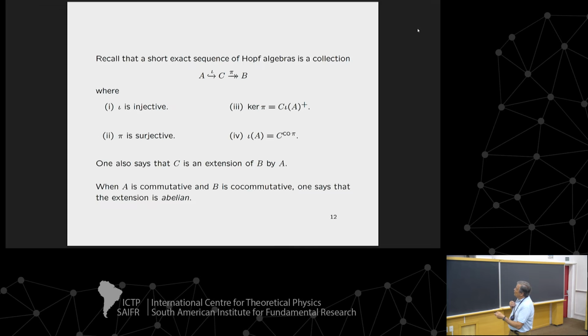When A is commutative and B is cocommutative, we say that the extension is abelian, because in this case we have a kind of classification of the extensions in cohomological terms.